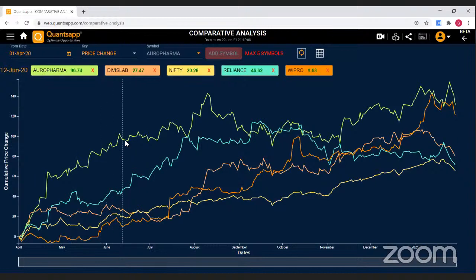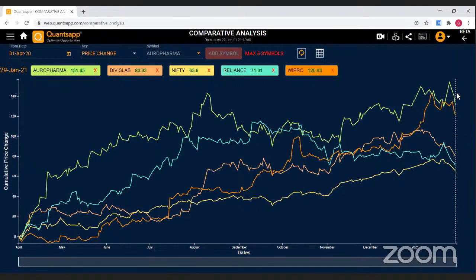As we are going further into the year, you can see on almost 26 June, April, May, June, almost 3 months, Oro Pharma has a return of almost 100%. Divi's 25 almost, Nifty 25, Reliance 60. So you can see the outperformance of many of the pharma stocks compared to the Nifty.